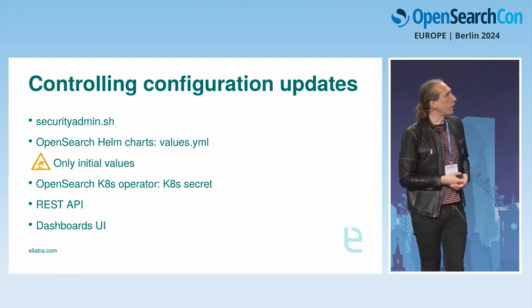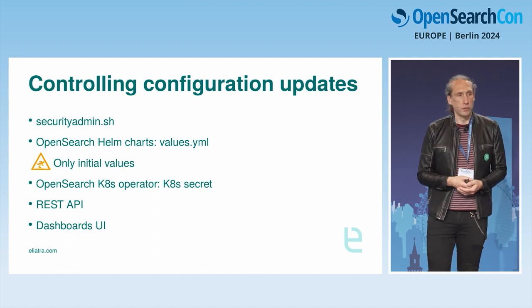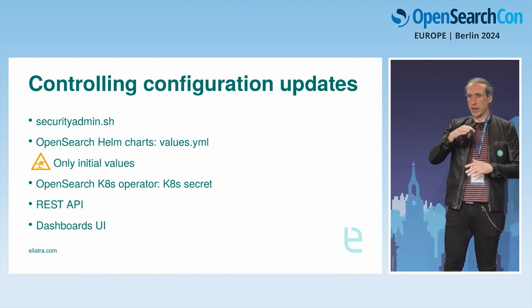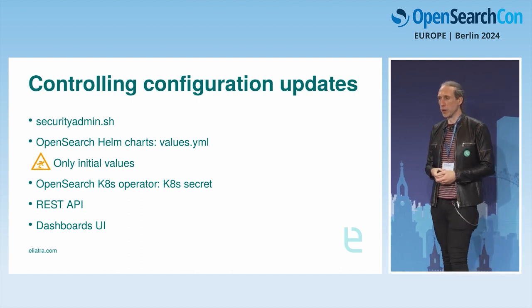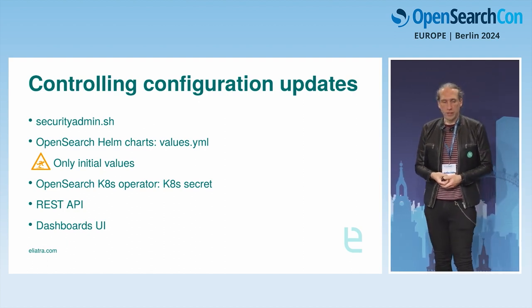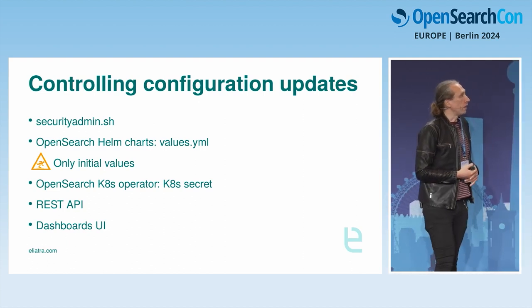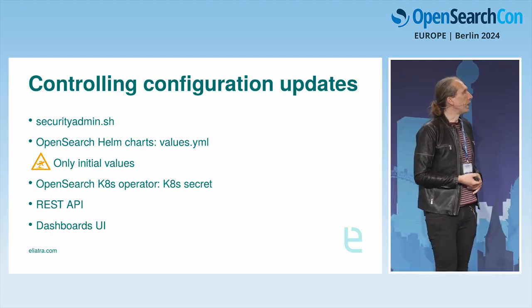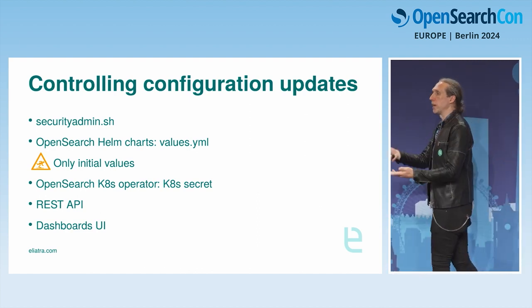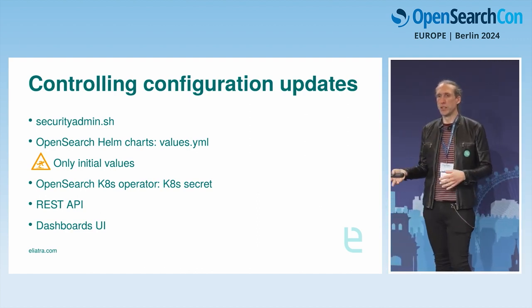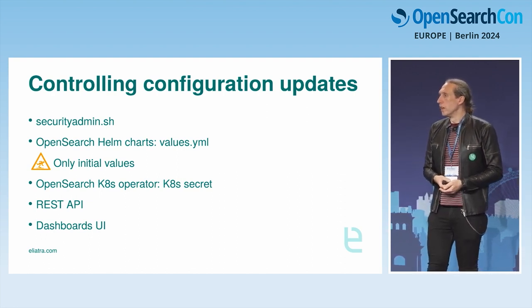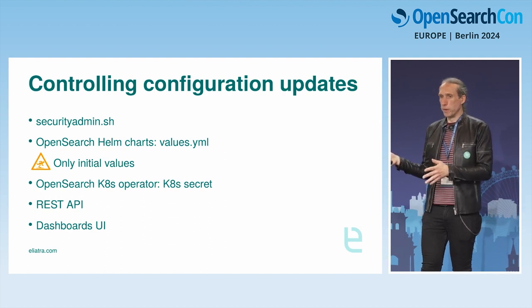When talking about the OpenSearch Helm charts, there's this file called values YAML, which has a section which defines the content of these configuration files individually. That's the standard way for Helm charts, kind of like. There is also a catch, however. Out of the box, it only works for initial values. So you can define the values you want here, pull up your cluster, and then you get the cluster running with these defined values.